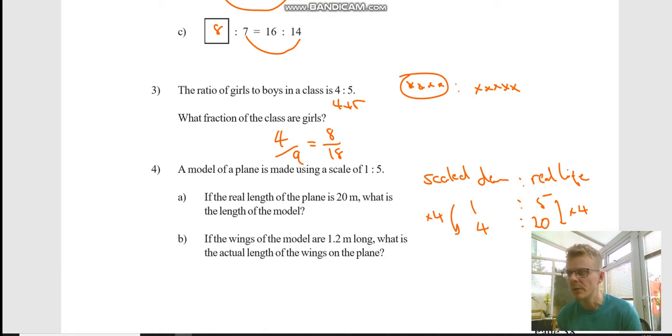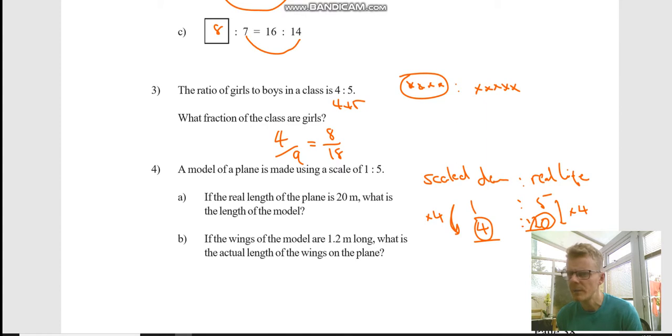Okay. So sometimes it's worth, when laying out a ratio question, put the words down first for what it's representing. Then put down the ratio we know, and then put whichever part you know afterwards. So we need the 20. That gives us the multiplier, and therefore we can place the 4 by multiplying the 1 by 4. Okay, so the wings of the model are 1.2 meters long.